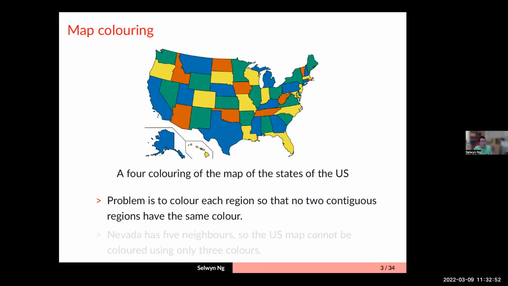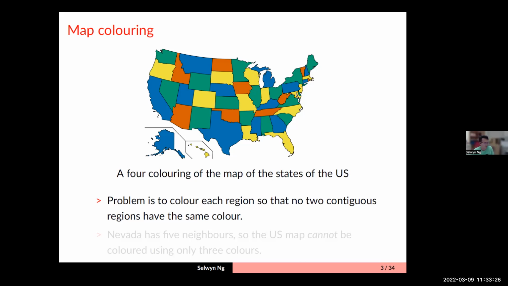I think perhaps many of us have seen this picture floating around on the internet. Here you can see a four coloring of the map of the states of the US. The map coloring problem is a very well-known problem that goes back to the previous century. The problem is to color each region of a map so that two contiguous regions do not have the same color. And actually, this can be turned into the language of graph theory.